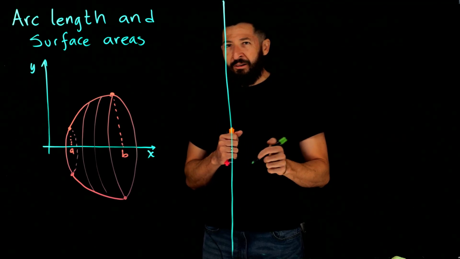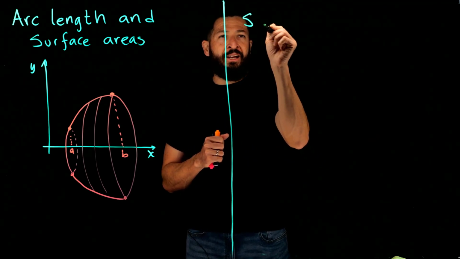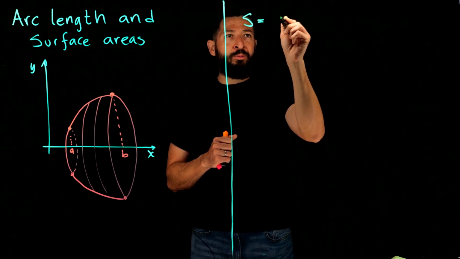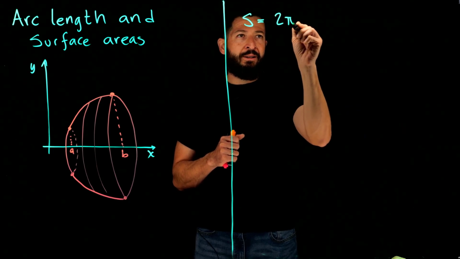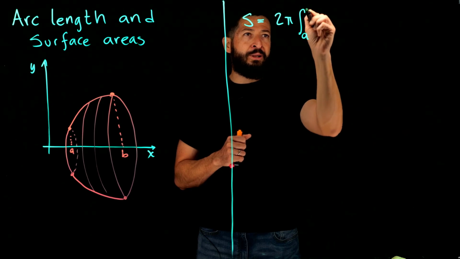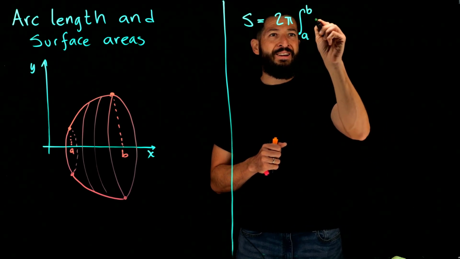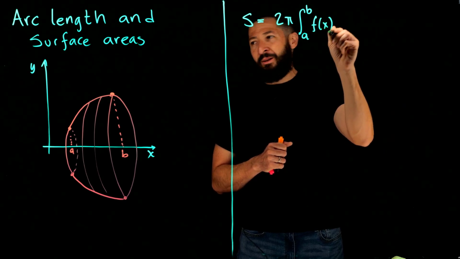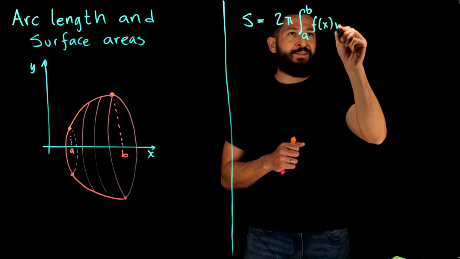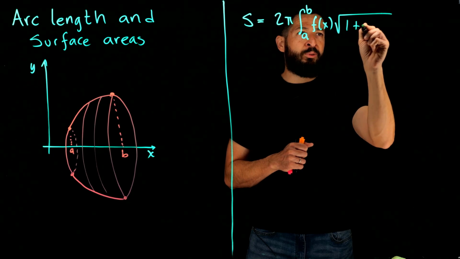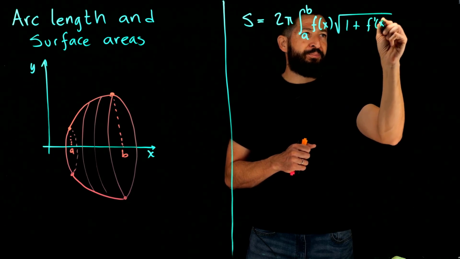You have to do a little bit more involved calculation, but the surface area is going to be given by 2 pi times the integral from A to B. I was going to write 0 to 1. We've done that so much. Then f of x, by the way, the curve was y equals f of x, and then the square root of 1 plus f prime of x squared.